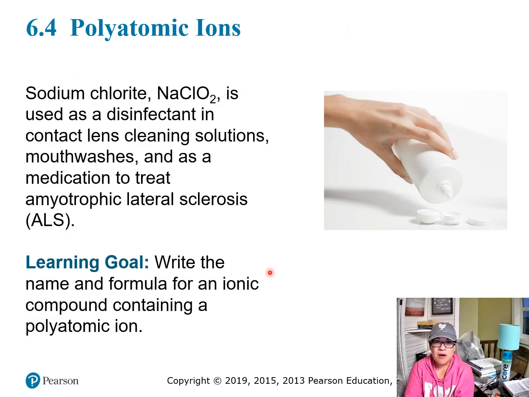Now we're going to look at some polyatomic ions. These are some weird ions that can form out of more than 2 atoms, so 3 or more atoms. And one example is sodium chlorite, which is in your contact lens solution if you happen to wear contact lenses, and it's also used for other things. So we're going to look at what polyatomic ions are and how we can use them in naming.